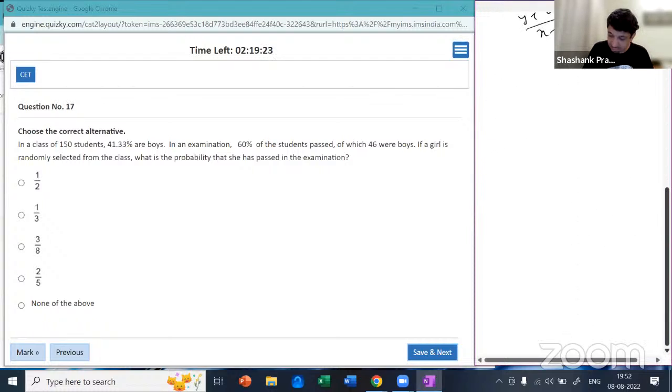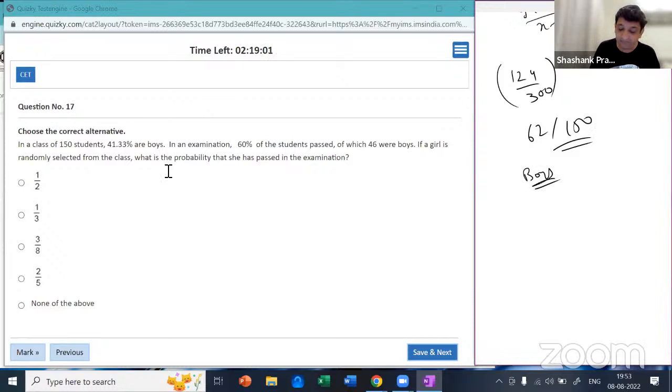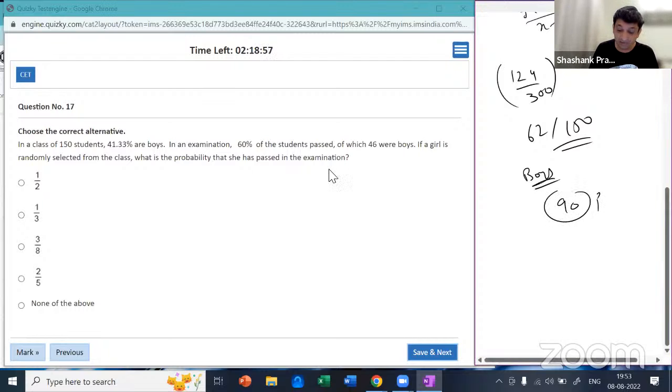Okay. In a class of 150, 41.33% are boys. 41.33 into 3 is 123 plus 1, 124. So 124 by 3, that is the proportion, or 124 out of 300, meaning 62 out of 150. So 62 are boys, remaining are girls, doesn't matter. In examination, 60% of the students pass. 60% of 150, meaning 90 people passed, out of which 46 are boys. So if 46 are boys, 44 have to be girls.